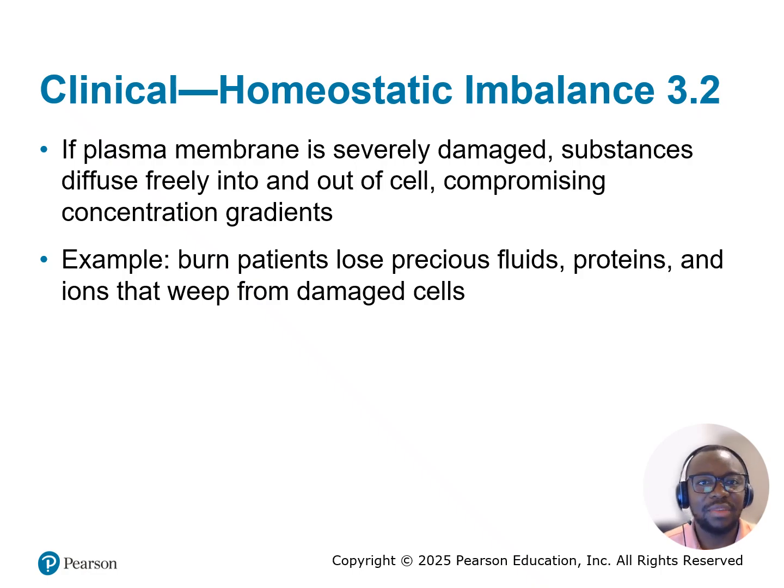So what happens if the plasma membrane is severely damaged? Severe damage to the plasma membrane results in substances diffusing freely into and out of the cell, thereby compromising concentration gradients across the membrane. For example, patients suffering from burns lose fluids, proteins, and ions from damaged cells. These patients are at increased risk of dehydration.